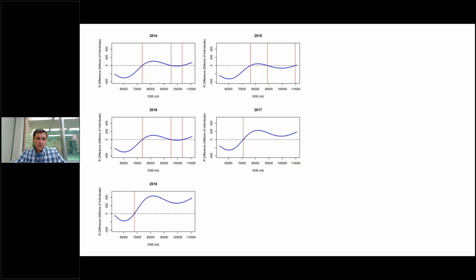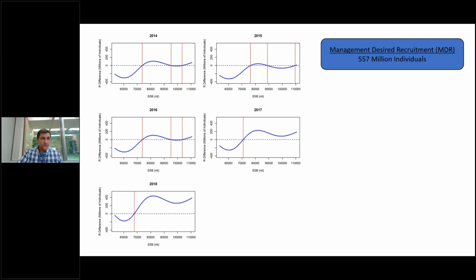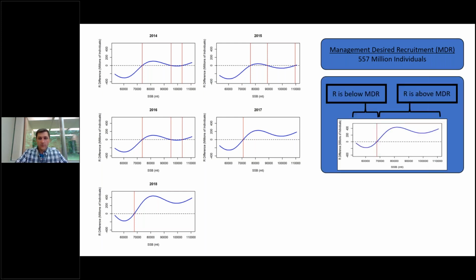Using that relationship, we can produce these plots. So the blue lines represent the differences between recruitment from the level of SSB on the x-axis and the level of management desired recruitment. In this case, 557 million individuals. So when the blue line is above the dotted y=0 line, then that level of SSB will lead to at least 557 million individuals of recruitment.